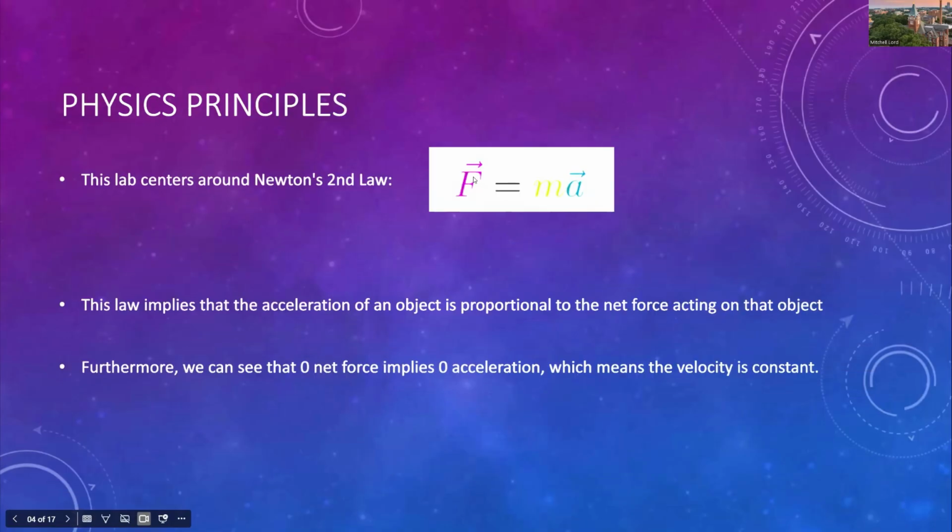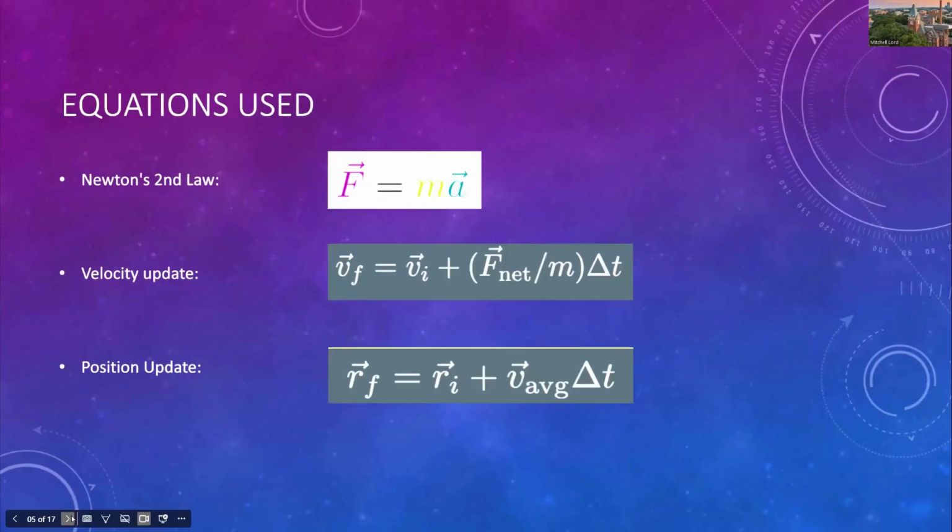The physics principles used here are centered around Newton's second law, F equals ma. As we can see from this equation, a net force of zero implies acceleration of zero, which is the definition of constant velocity. Other equations used, obviously Newton's second law, and both the velocity and the position update formulas are direct consequences of Newton's second law.